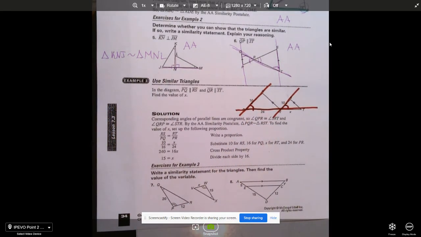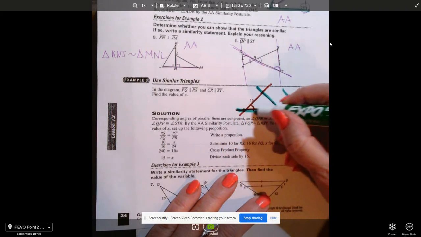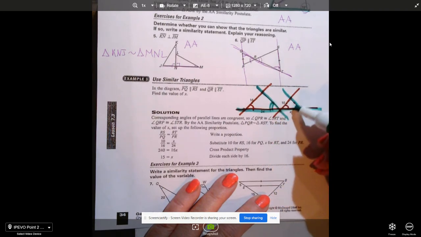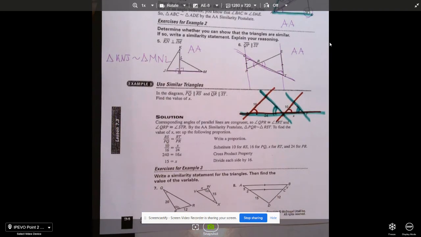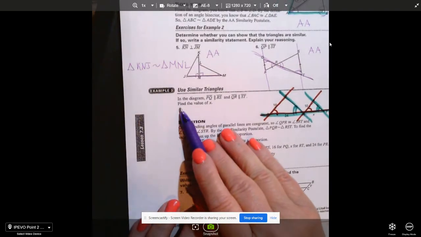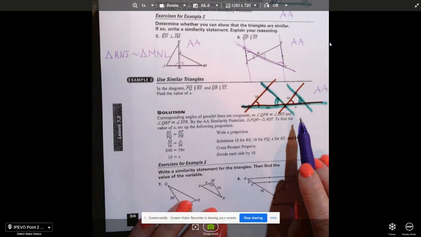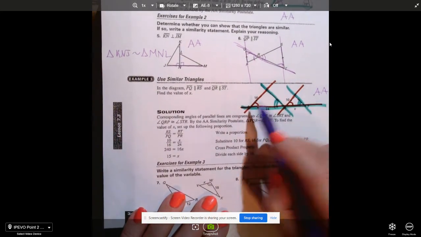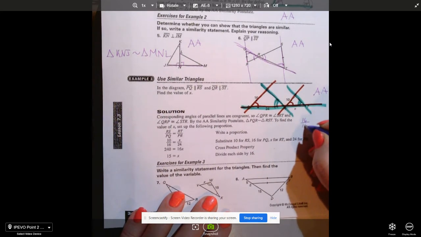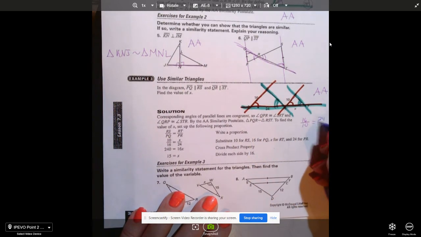But then it also tells you that these two lines here are parallel. And if I still use this as my transversal, then corresponding angles are also congruent. So I know that those two are congruent. So I can prove that these two triangles are similar because of the angle-angle postulate. But then it says, find the value of x. So now that I've proven that they're similar, I can write a ratio. So I know that this side corresponds to this side. So I can say 16 over 10 corresponds to this side over this side equals 24 over x.